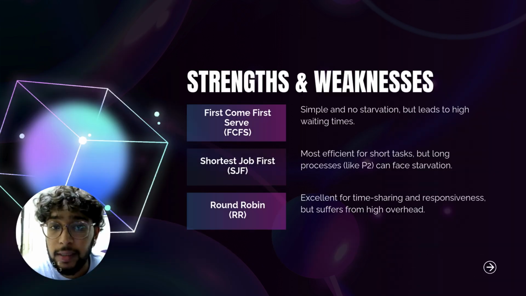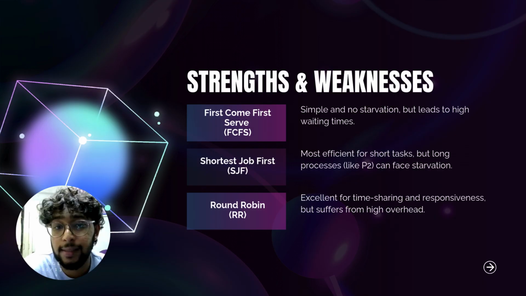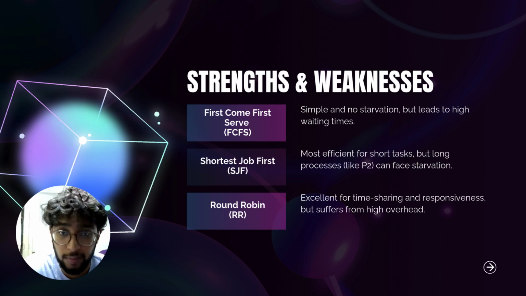Okay, so next is strengths and weaknesses. For first come first serve, it's simple, fair, and there is no starvation. But the weakness is it leads to high waiting times. For shortest job first, the strength is that it's very efficient for short tasks, but the weakness is long processes, like in the previous question, P2 can face starvation or may never run. The last one is round robin. It is excellent for time sharing and responsiveness. That's one of the strengths. The weakness is it suffers from high overhead.